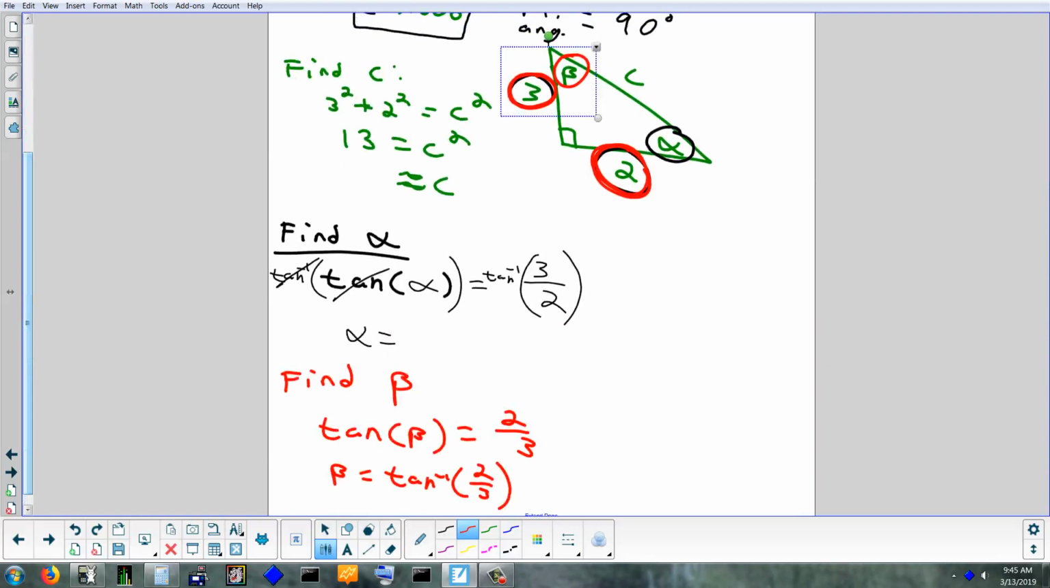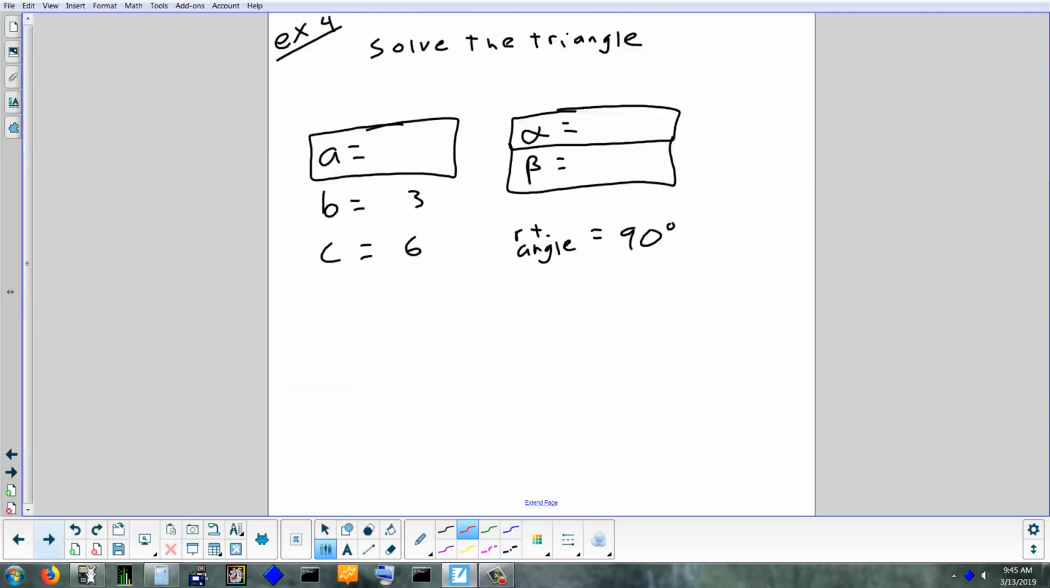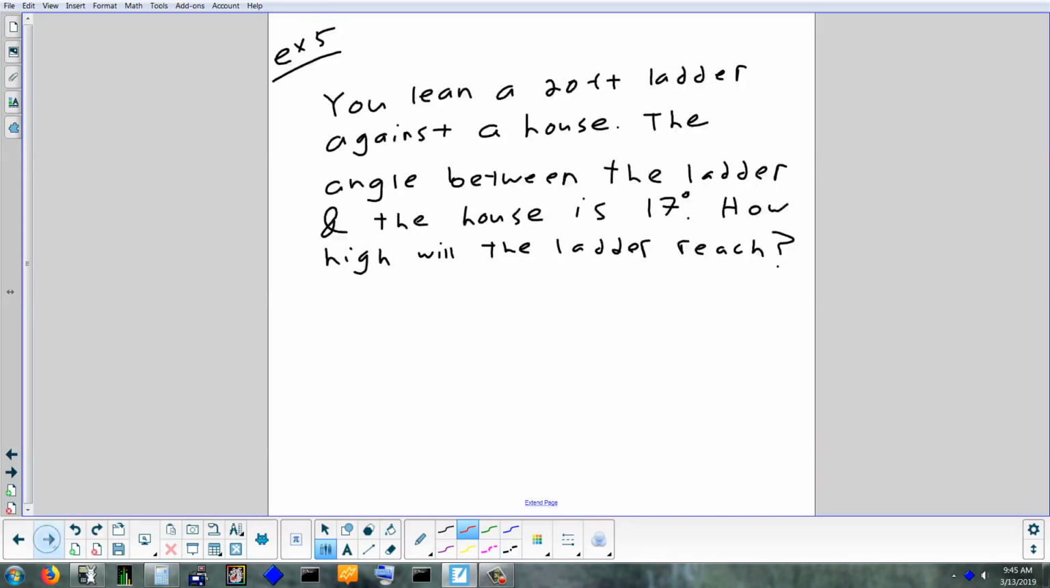Okay, so the actual arithmetic here, it's not really that much. It's just making sure you use the right trig function. Okay, so the last one we're going to finish up with is a word problem. Okay, so we'll finish up with that. That's another one that's the same as the type we just did, so I'm going to skip over that one. And let's do this one.